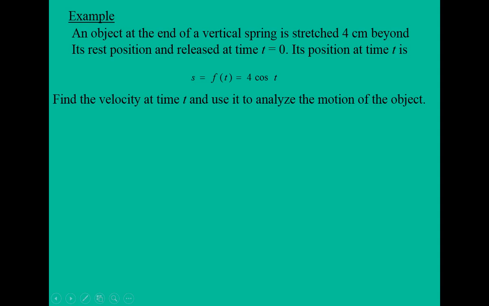If we have a position function, f of t, we know the velocity function comes from finding the derivative of our position function. We know how to find the derivative of 4 cosine of t. The 4 is just a coefficient. We can bring that out front. The derivative of cosine t is negative sine t. So our derivative, or our velocity function, would be negative 4 times sine of t.